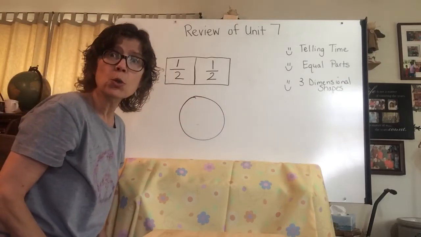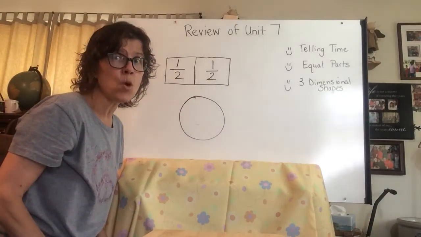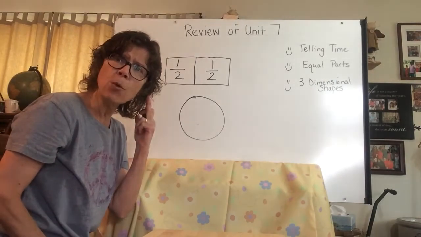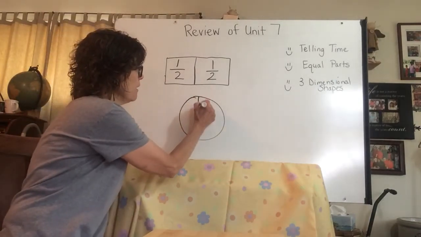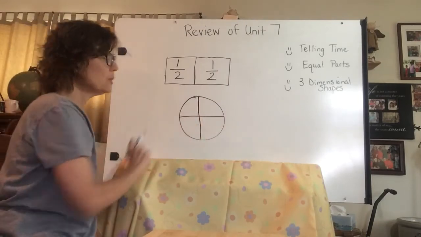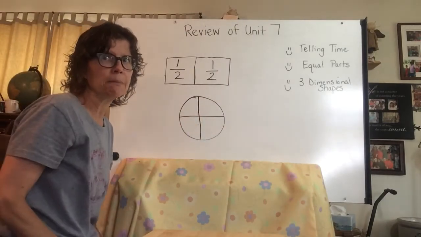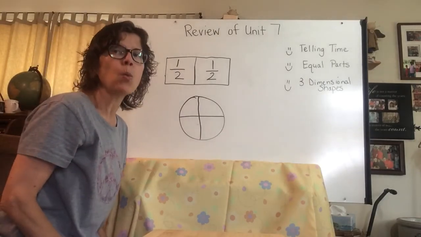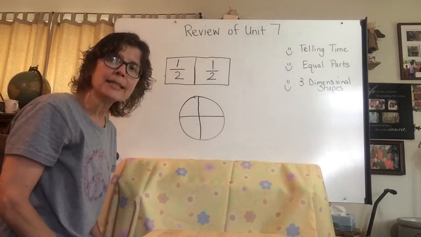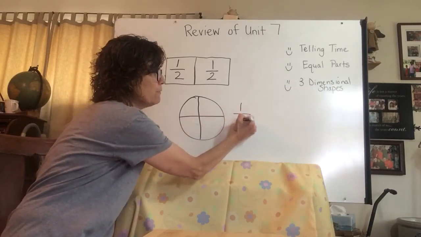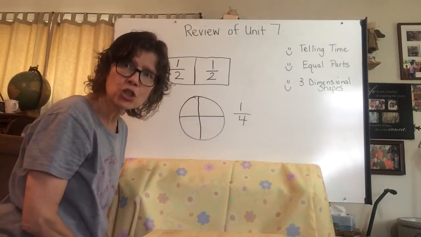All right, now I'm going to do quarters or fourths. And if you hear the word fourths, you hear that number 4. So I'm going to divide it into 4 equal parts. It looks pretty equal. I always think cookies or pizza maybe. Now, if I want to shade in 1/4, it tells you the answer if you're listening. 1 out of the 4 should be shaded in.